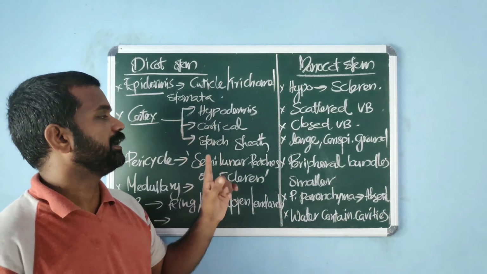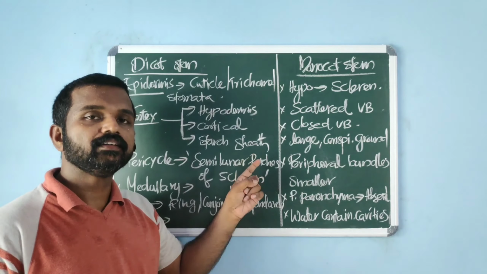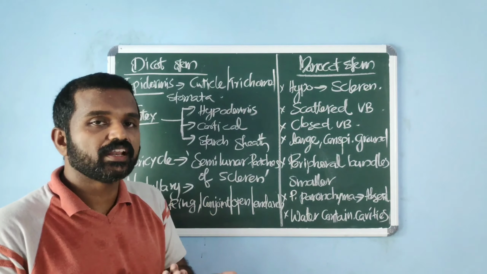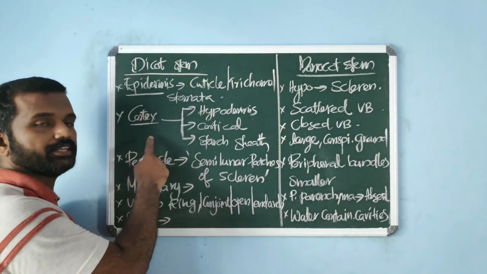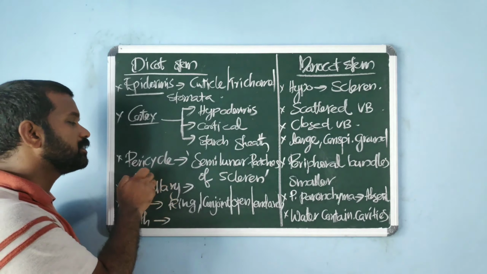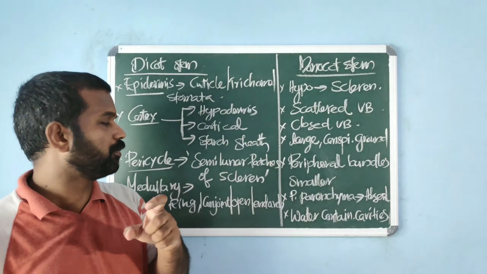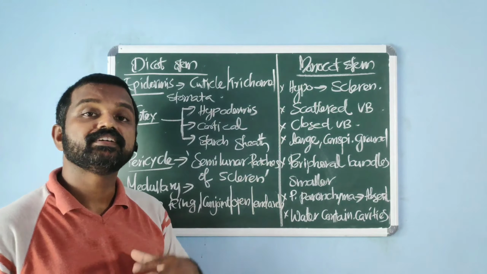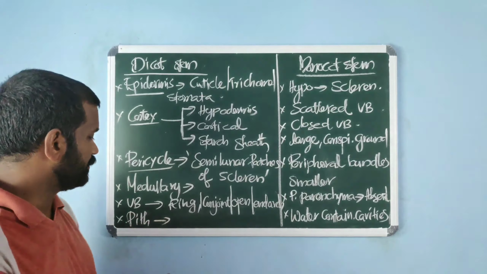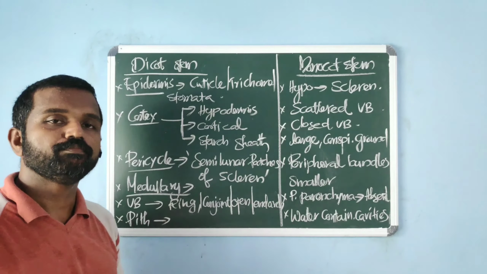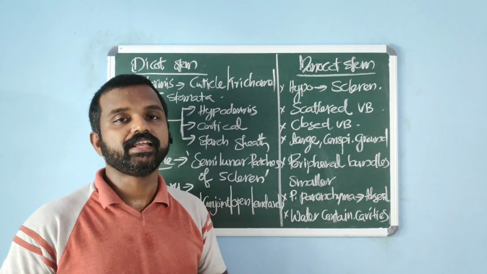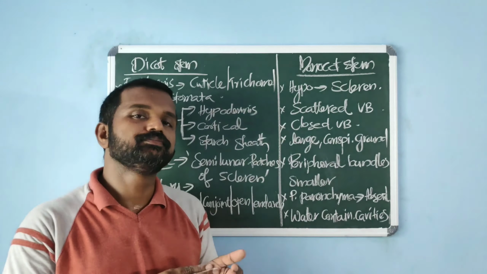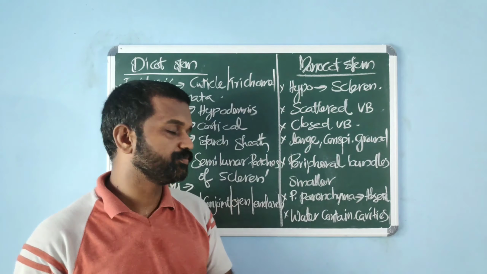Then the cortical layer, inner to the hypodermis, is made up of round, thin-walled parenchyma with conspicuous intercellular spaces. Then inner to the cortical layer, the endodermis is seen. Due to the deposition of starch grains, it is known as the starch sheath. Then inner to the endodermis, the pericycle is present, made up of semilunar patches of sclerenchyma. Then medullary rays are nothing but the parenchyma present in between vascular bundles.